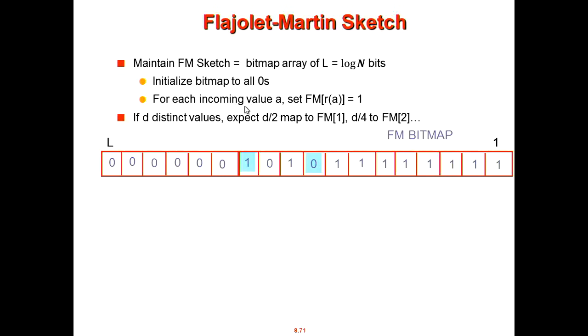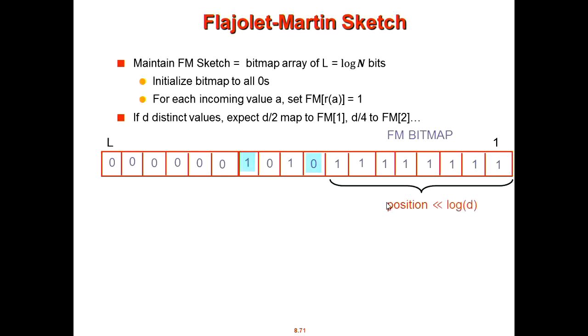And for all the elements, we process like this. After we process all the elements, if there are D distinct values, we expect that about half of D are mapped to FM1, and about 1/4 of D are mapped to FM2. So this is the whole FM bitmap.